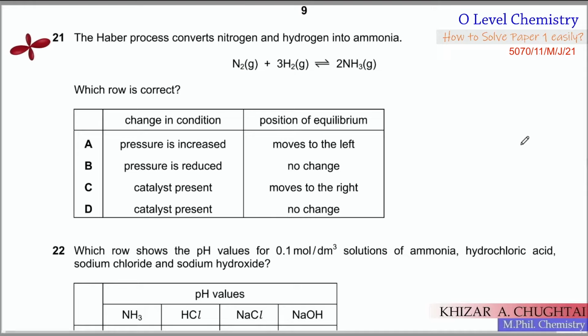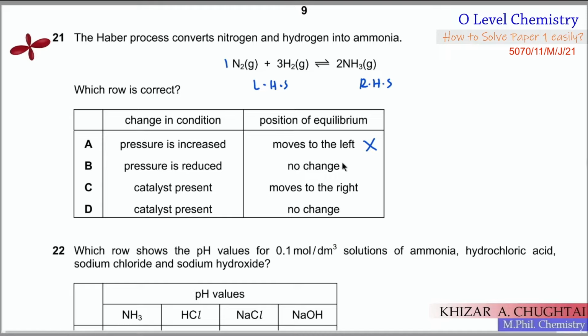The Haber process converts nitrogen and hydrogen into ammonia. Which row is correct? Change in condition versus position of equilibrium. Pressure is increased, equilibrium will move to the left. This is the right hand side and this is the left hand side of the equation. So when we increase the pressure, the reaction will go towards the side with fewer moles, so it will go towards the right, not to the left. The first option is wrong.